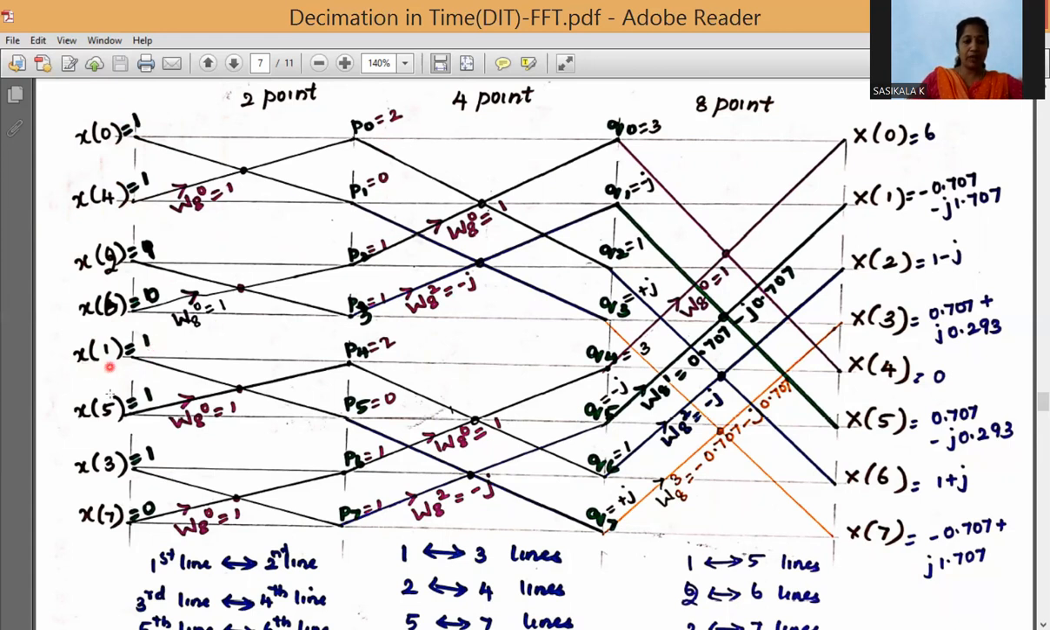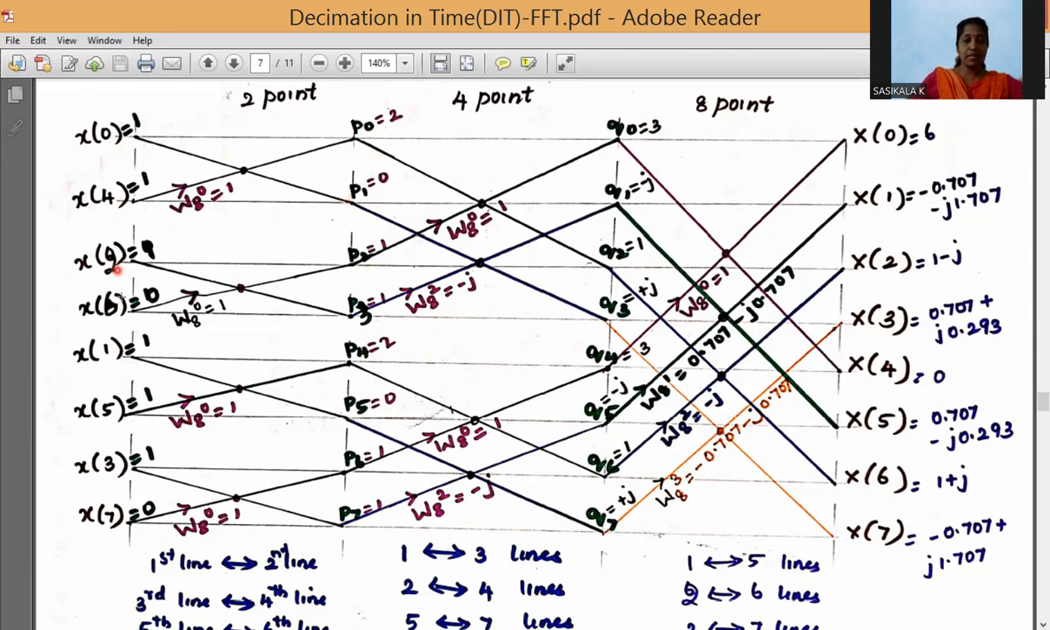Come to x of 1 and x of 5. This x of 0 and 4, and 1 and 5 are both equal, and the twiddle factors are also equal. So no need to waste your time calculating this P4 and P5, because the inputs are the same and the twiddle factors are the same. The same outputs, P0 and P1, will be repeating here also. So P4 is the same as P0 and P5 is the same as P1.